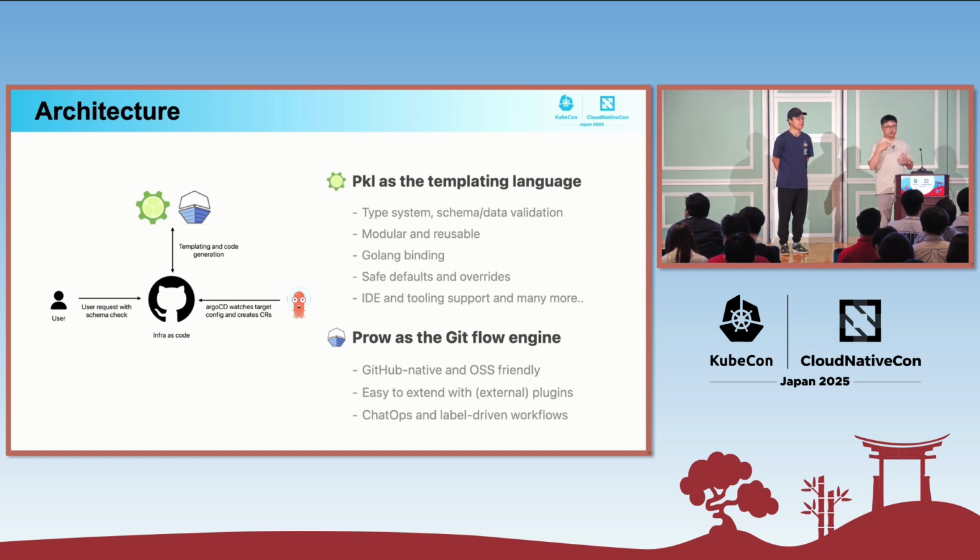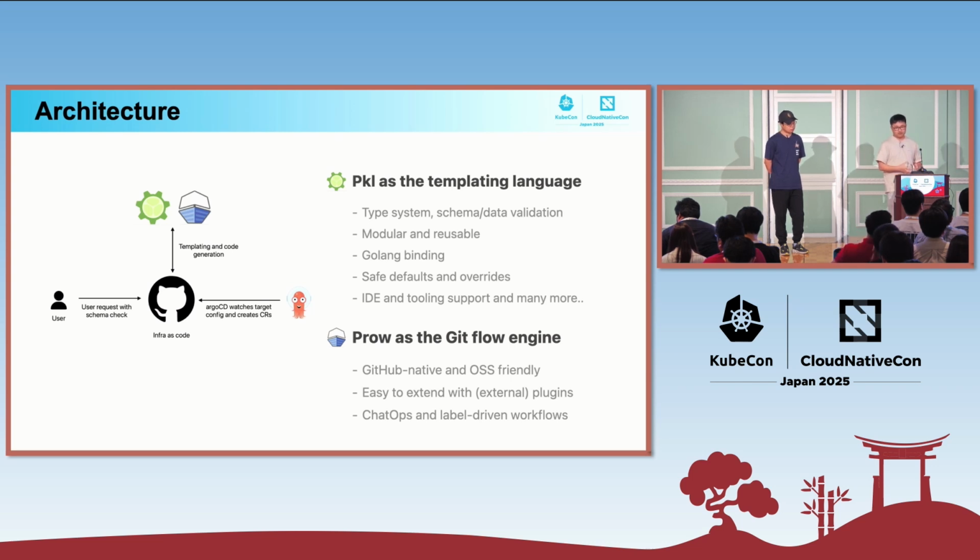For the Git flow engine, which is Prow, because it's GitHub native and open source friendly, we really like the plugin system for Prow because it can easily extend features as we need. By adopting Prow, we also follow chat-ops and a label-driven Git workflow.